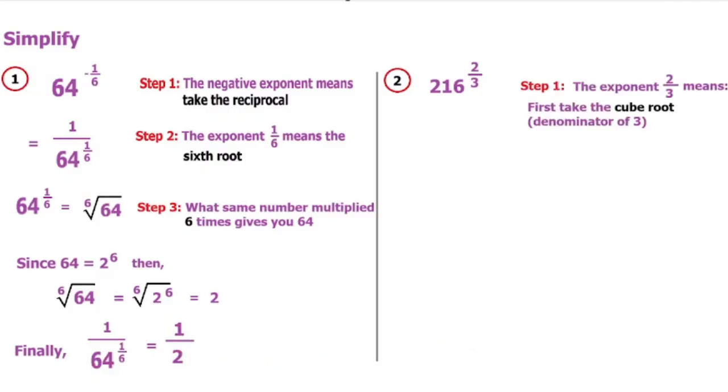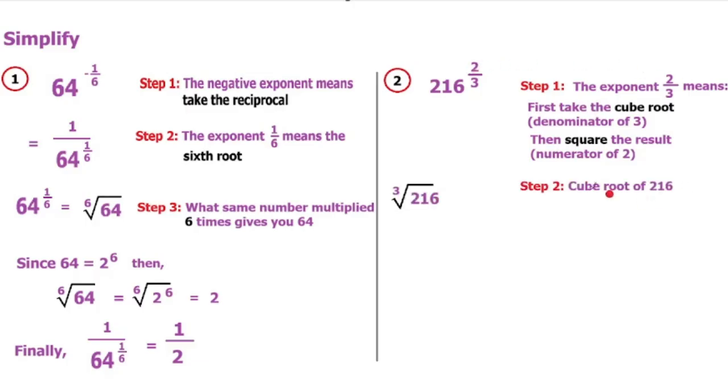So now let's go to this side and work on this one. So the exponent 2/3 means first take the cube root, the denominator of 3, right, is a cube root, and then square the result. The numerator of 2 means square, okay? So the cube root of 216 is what we're trying to simplify first.